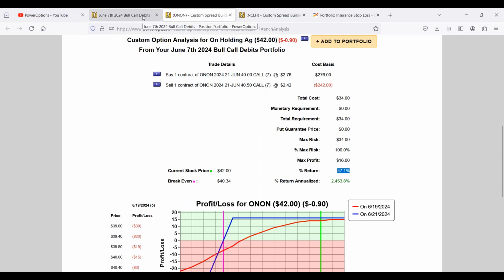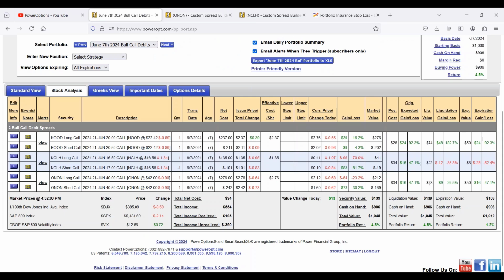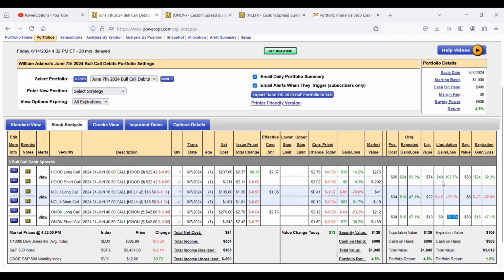And as we saw back on the portfolio, we're at a profit of about $9, so a little bit more than half of the 16 that we expected, a 26.5% return. So all in all, just using one contract of these 3 trades, start off with $1,000. Total debit we spent was small, of course. It was only about 94 cents.